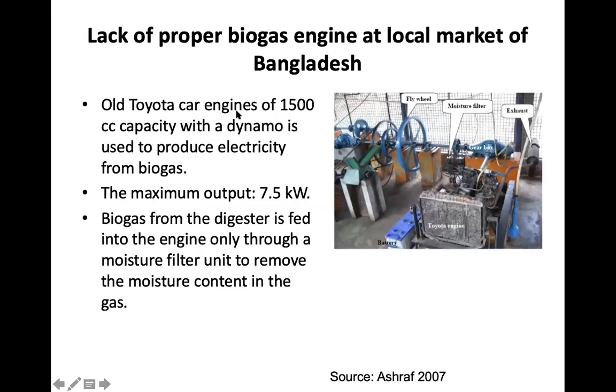Old Toyota car engines of 1500 cc capacity with a dynamo is used to produce electricity from biogas. Actually, our local people, by their innovation, are using old engines of Toyota cars for electricity generation. The maximum output is 7.5 kilowatt. Biogas from the digester is fed into the engine only through a moisture filter. You need to remove the moisture content in the gas. This is a simple process.